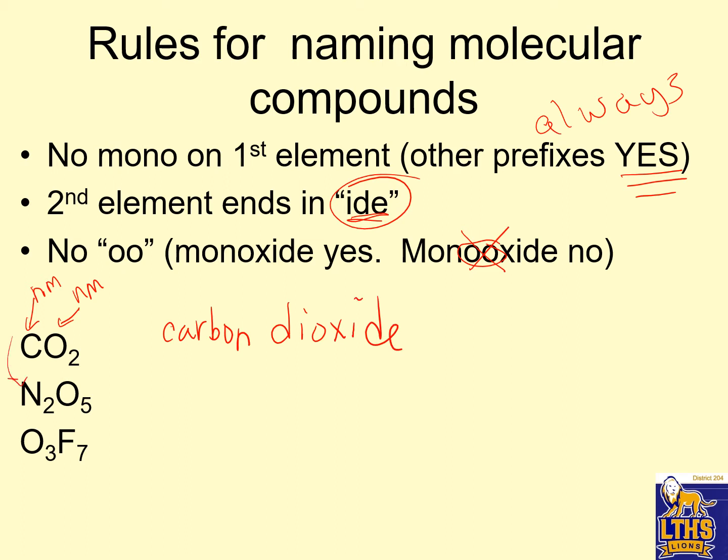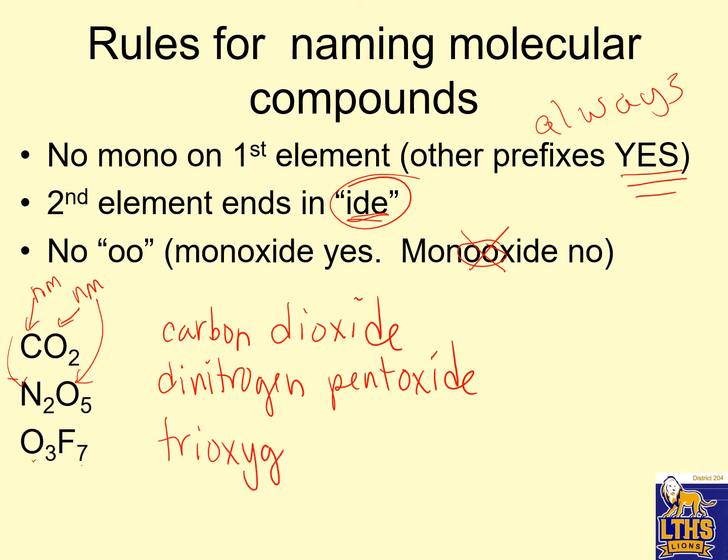Nonmetal, nitrogen, and there's 2 of them, and I do need a prefix if there's 2, so dinitrogen, and then 5, pentoxide, dinitrogen pentoxide. Okay, nonmetal, so now there's 3 O's, so trioxygen, and 7 fluorines, so ide, so 7 is heptafluoride, okay? So that's how you name those, and they're nonmetals and nonmetals bonding.